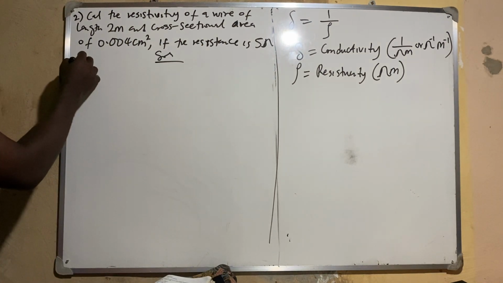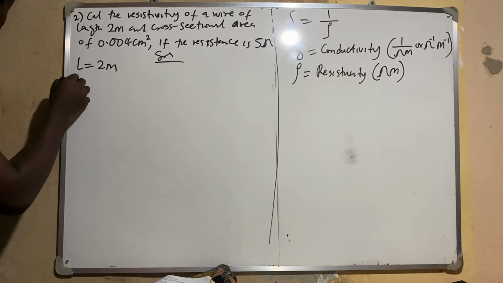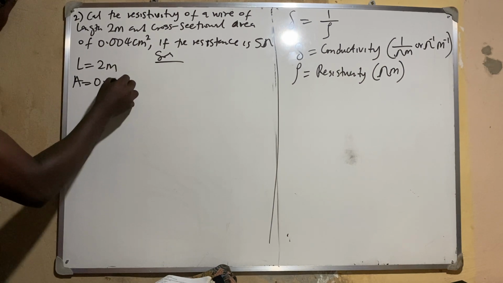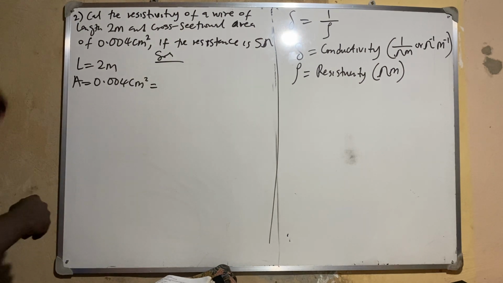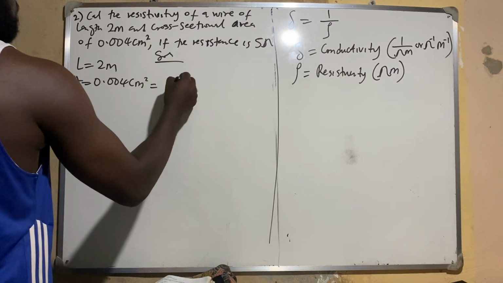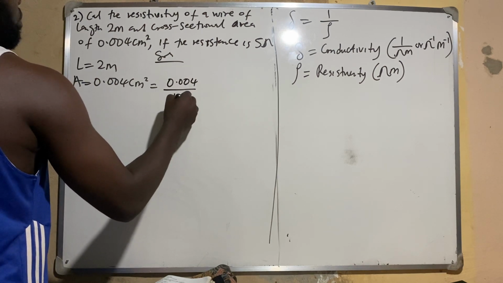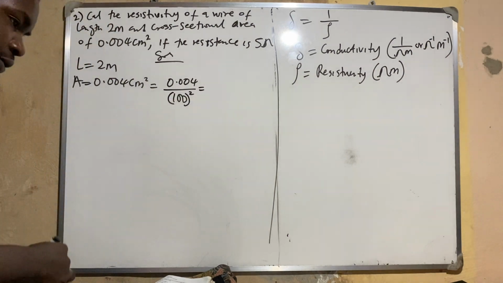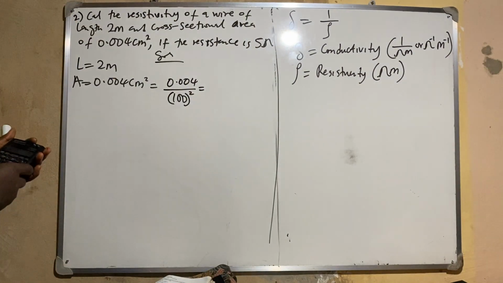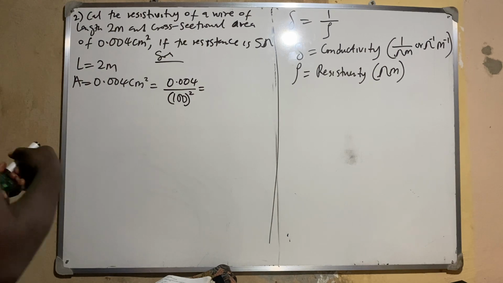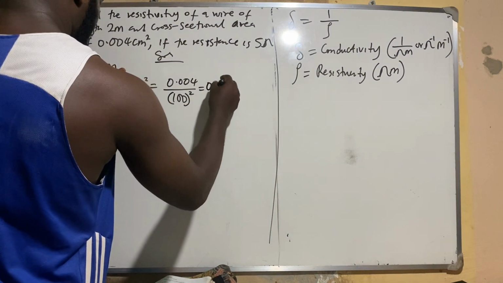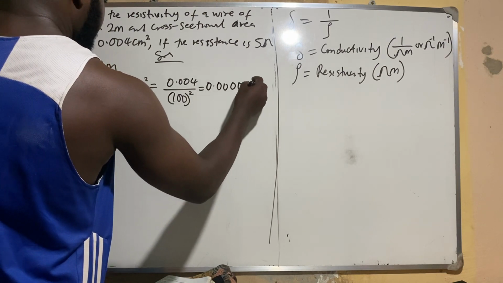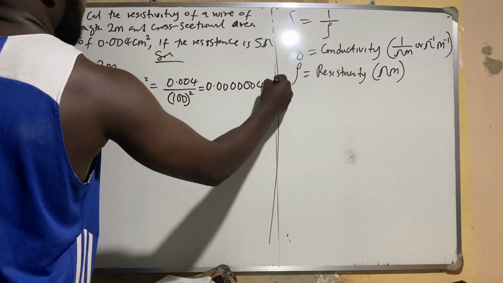Solution. The first thing they gave me is the length, 2 meter, and then the area, 0.004 cm squared. You need to convert it to meter by dividing by 100, but this thing is squared, so the 100 should be squared. If I divide this, I will have the area in meter squared.